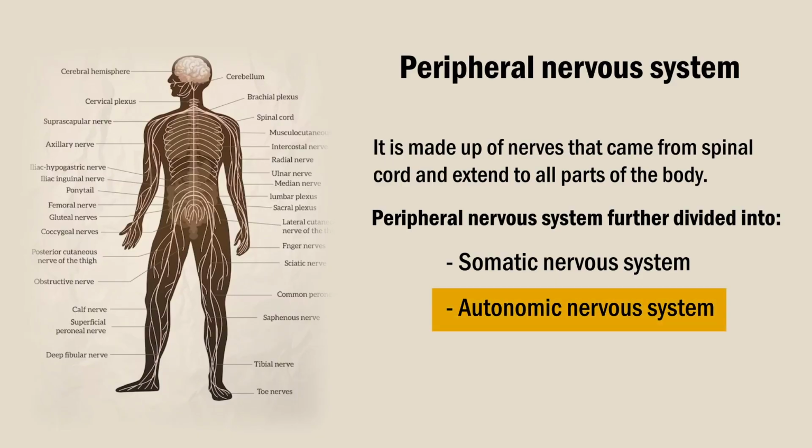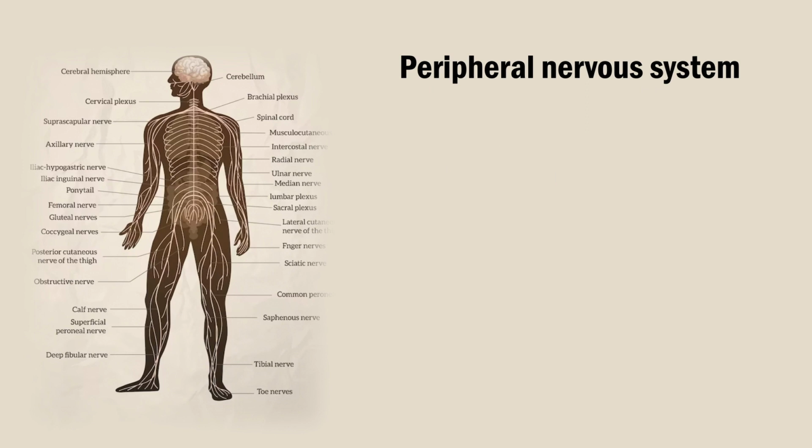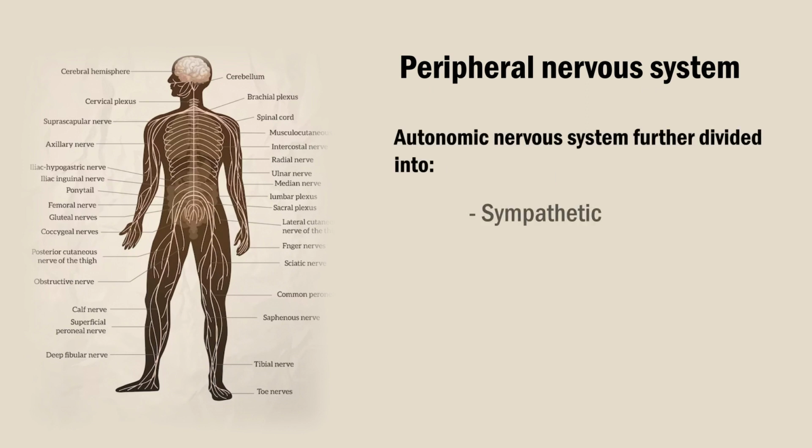Vision does not fall under this because the parts of your eyes that manage your sight are part of your brain. The autonomic nervous system is responsible for regulating the body's unconscious actions. This is further divided into sympathetic, parasympathetic, and enteric.